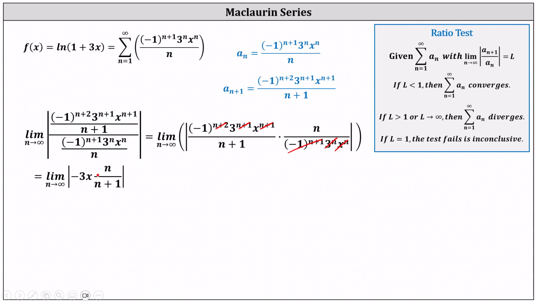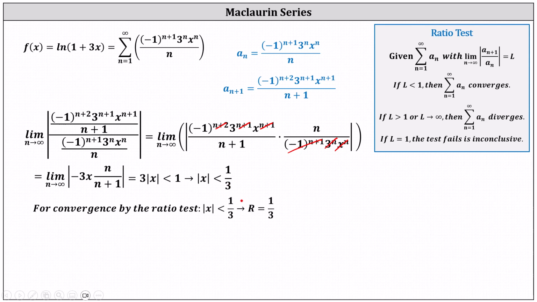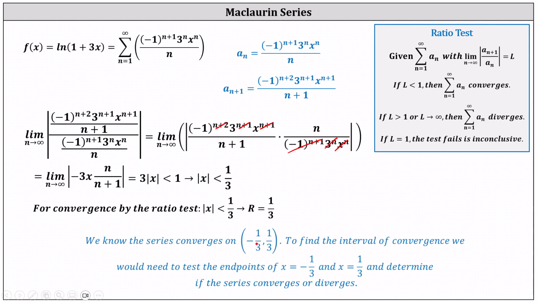As n approaches infinity, n divided by n plus 1 approaches 1, and therefore the limit equals the absolute value of 3x, or 3 times the absolute value of x, which we know must be less than 1 for convergence. Solving for the absolute value of x, we divide both sides by 3. The absolute value of x must be less than 1/3, which indicates the radius of convergence is 1/3. We also know the series converges on the open interval from -1/3 to +1/3, but if we wanted to find the interval of convergence, we would have to test the endpoints for convergence or divergence.